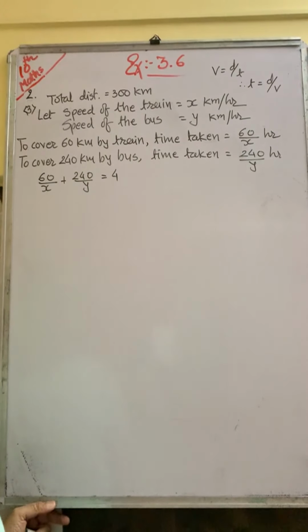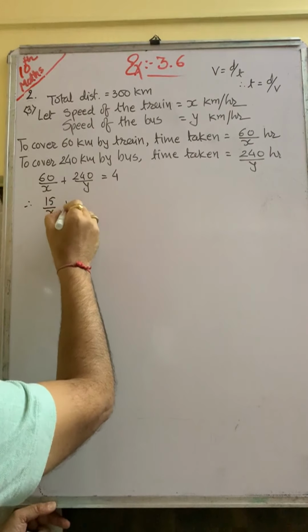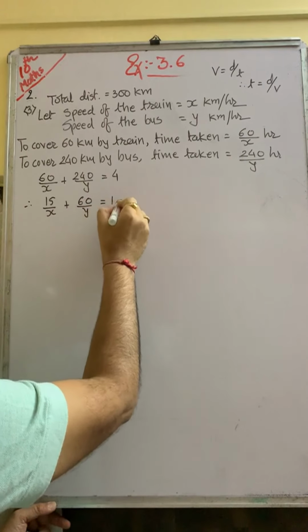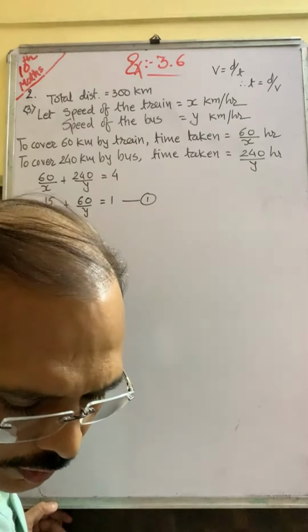Okay, you can take common also. If you divide each term by 4, then you can have 15 upon x plus 60 upon y equals to 1. Equation number 1. Now second possibility is what?